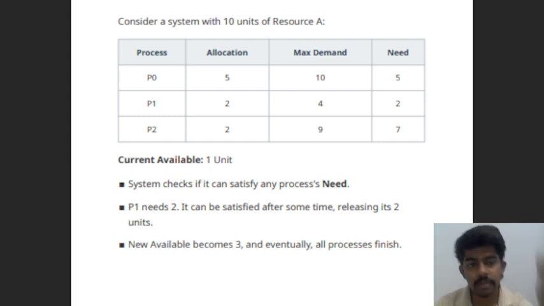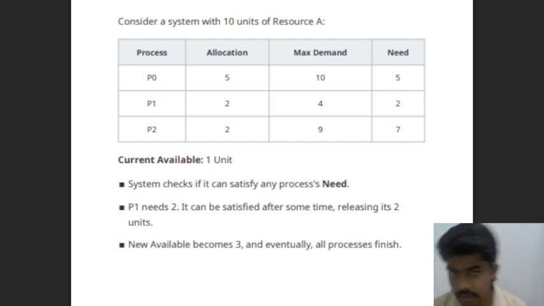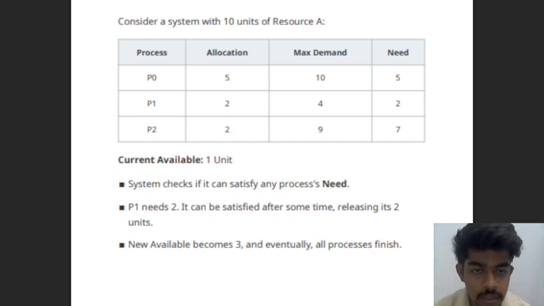It's just an example. In this example it is not satisfying every process, but if the needed resources were less, then it could satisfy them. This is how we calculate the assumptions for our Banker's algorithm.